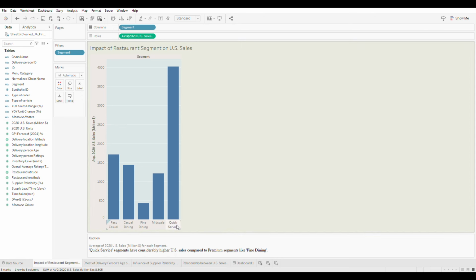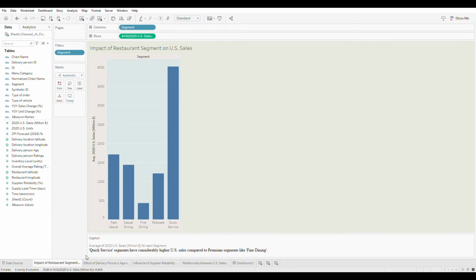The explanation shown on the Tableau is that the average US sales differ across restaurant segments. For instance, the average sales for fine dining are approximately $429 million, while that for quick service is approximately $4,020 million. This observation suggests that quick service segments have considerably higher US sales compared to fine dining, which is contradicting our initial hypothesis.